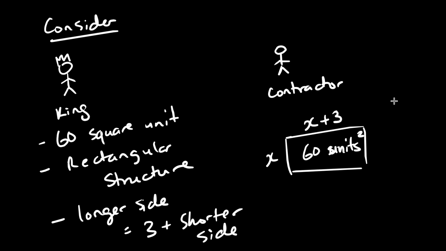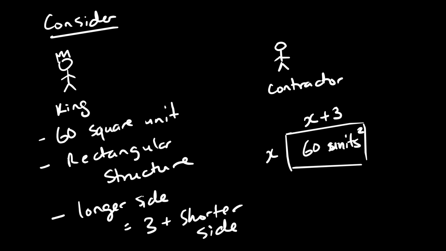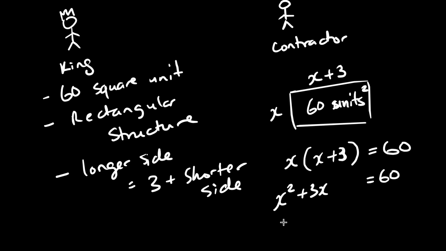How else can we express this? How else could this be written down? Well, I could say to the king, hey, if this is my rectangle and the area is 60 square units, then x, because it's a rectangle, times x plus 3 would be equal to 60. At which point we could expand and say x squared plus 3x is equal to 60. Moreover, we could say x squared plus 3x minus 60 is equal to 0. At which point we could then attempt to solve for x, right?